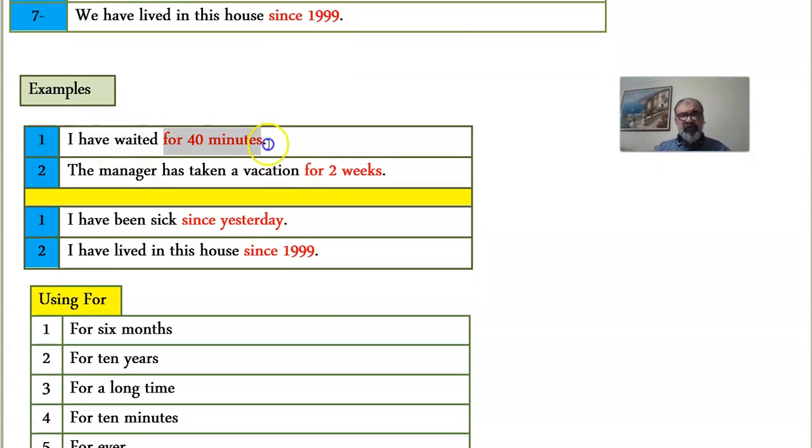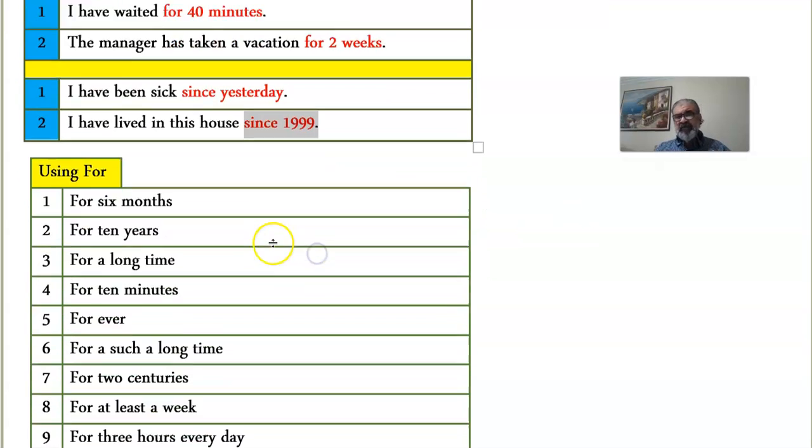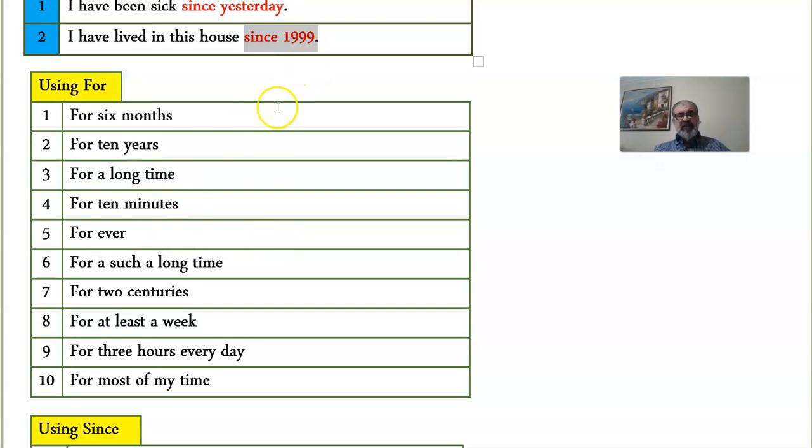I have waited for 40 minutes, specific period of time. The manager has taken a vacation for 2 years. 2 years, actually, 2 weeks. Okay, specific period of time. I have been sick since yesterday, non-specific period of time. I have lived in this house since 1999, non-specific period of time. I would like to show you more examples.